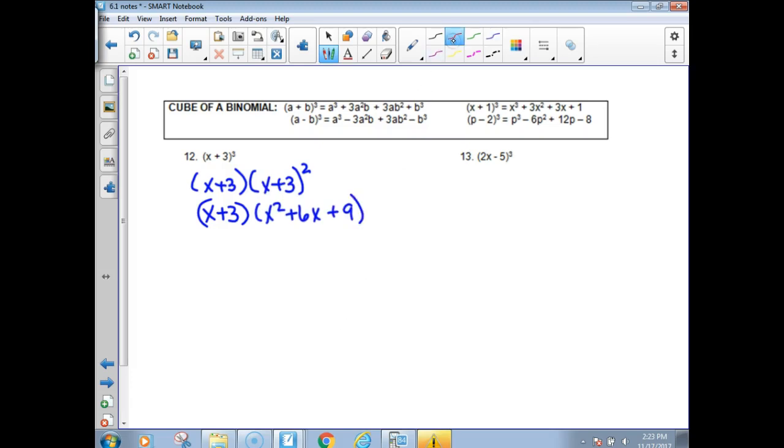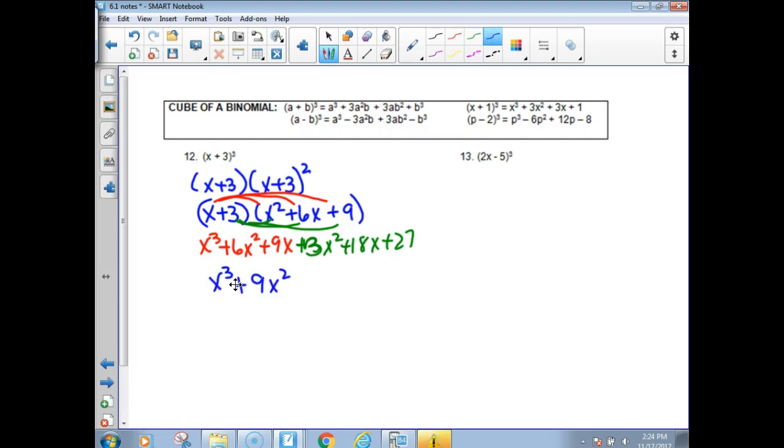Okay, and then continue on by just double distributing. So multiply through by x, get x cubed plus 6x squared plus 9x, and then multiply through by 3. That'd be plus 3x squared plus 18x plus 27. And then all I would ask, of course, is for you to combine like terms, which would give you x cubed plus 9x squared plus 27x plus 27.